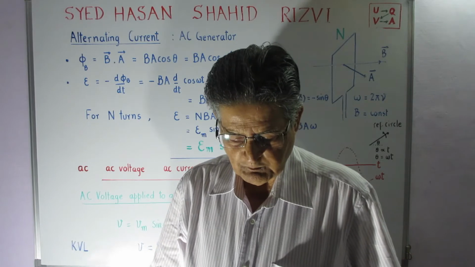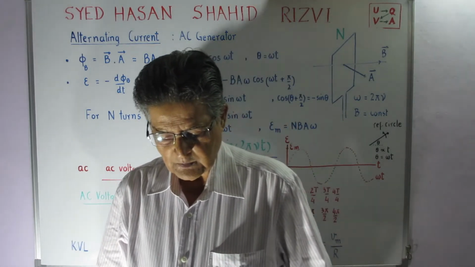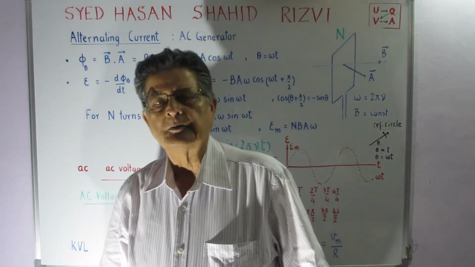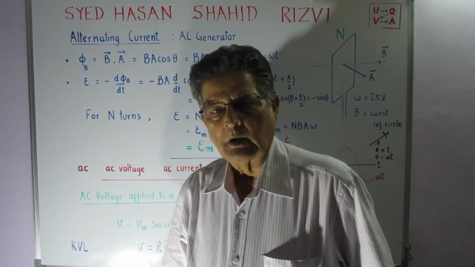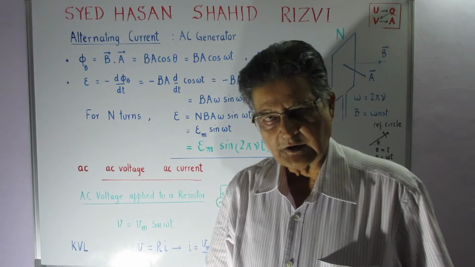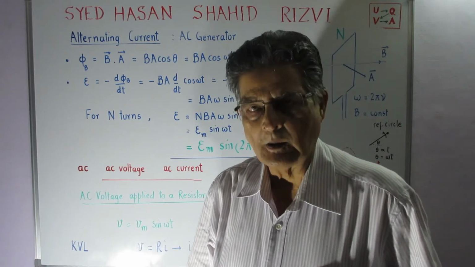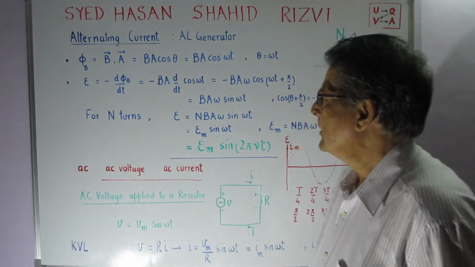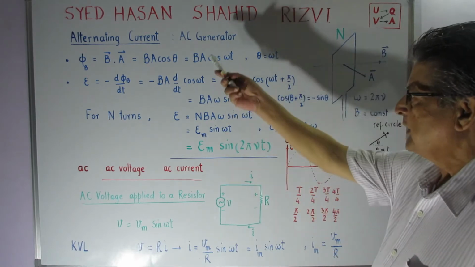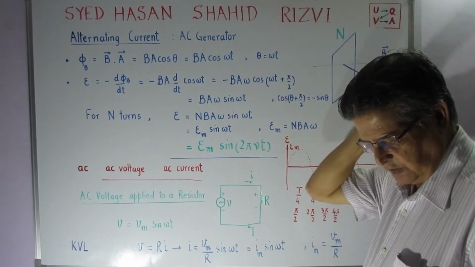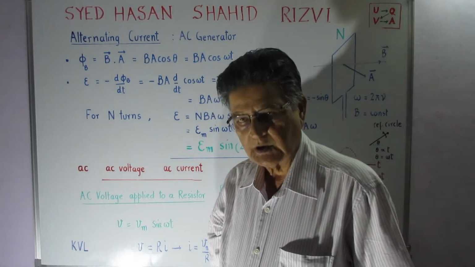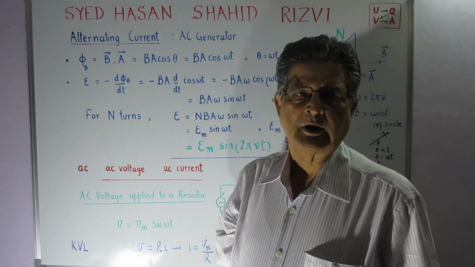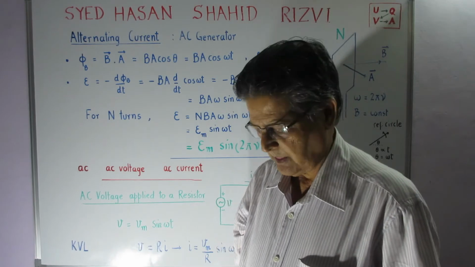The alternating currents are generated by the very simple Faraday-Henry-Lenz law. The AC generator is one in which the mechanical energy is converted into electrical energy.